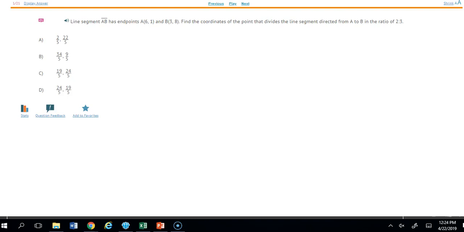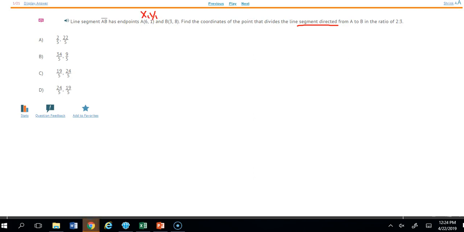In this video, I'm going to go over the Geometry EOC Mock 5 Day 1 or Part 1. So this first one says line segment AB has endpoints A (6, 1) and B (3, 8). Find the coordinates of the point that divides the line segment directed from A to B in a ratio of 2 to 3. So this right here, segment directed, tells me that this is a directed line segment. So I'm going to use the directed line segment formula.